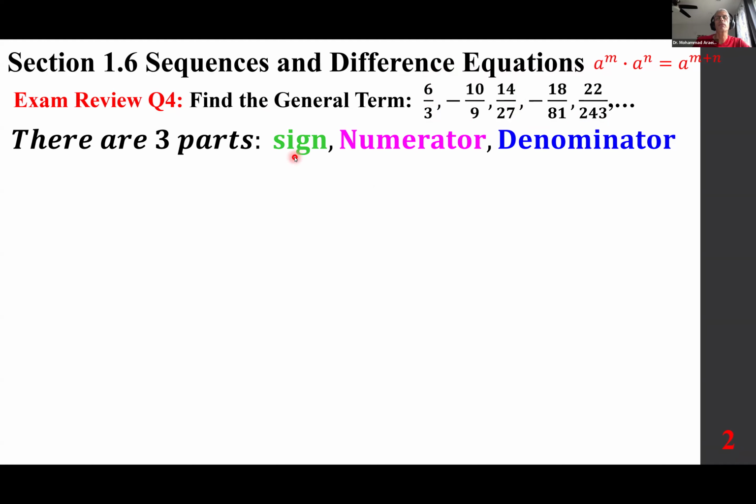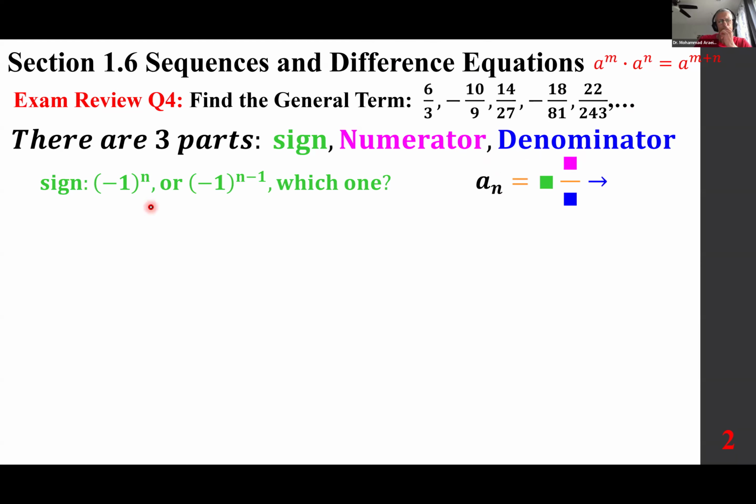The sign. Because it alternates, you use one of these two. So we are going to write a sub n when we are done. The sign, numerator over the denominator, and the sign alternates. So it's either -1 to the power of n or -1 to the power of n minus 1. The question is which one?